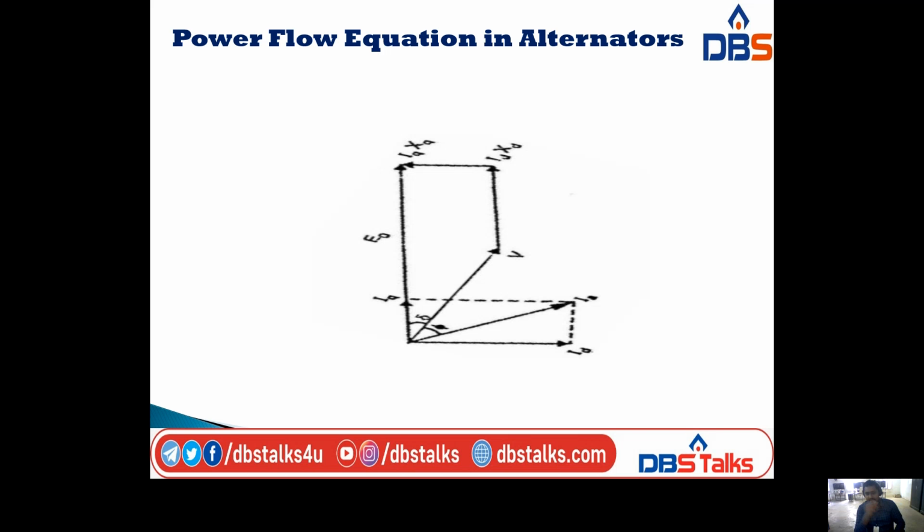Next I am taking the two drops, that is the IQ XQ drop and the ID XD drop. For that I am taking the drops from the V line. From V I am drawing a straight line, which consists of the ID XD drop, and after that we draw one horizontal line which touches the E naught line, that is IQ XQ. So this is the phasor diagram for the salient pole machine.